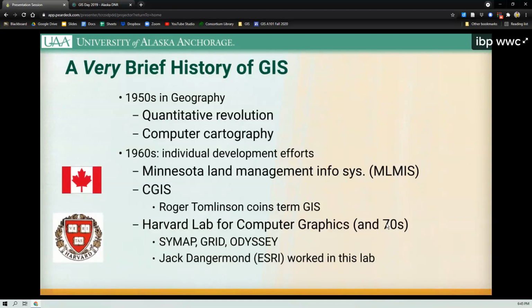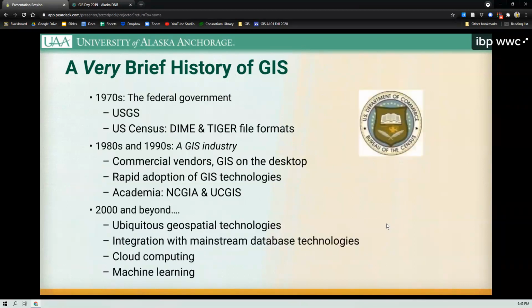So briefly, the history of GIS begins in about the 1950s. And in the 1960s, a number of groups began to work on how that information gets developed. And then they started to pull that together into planning environments.